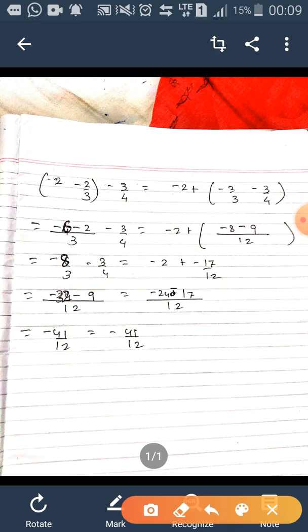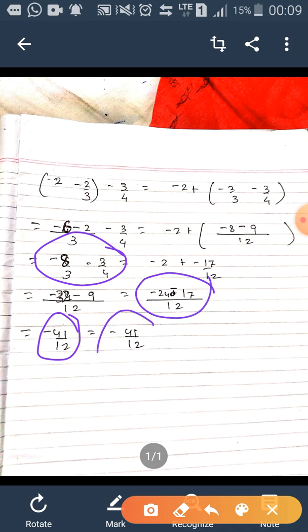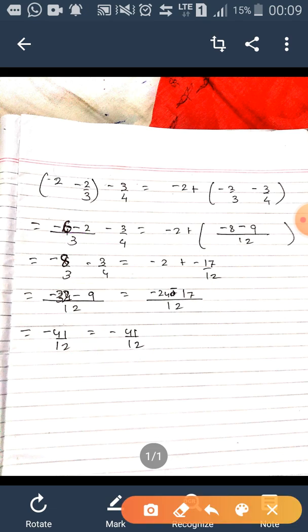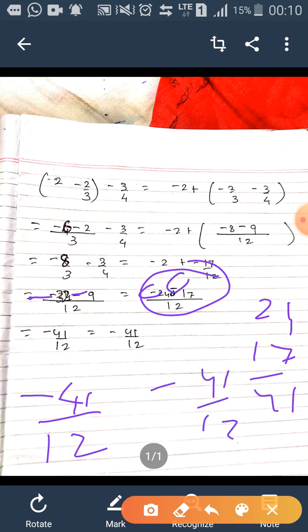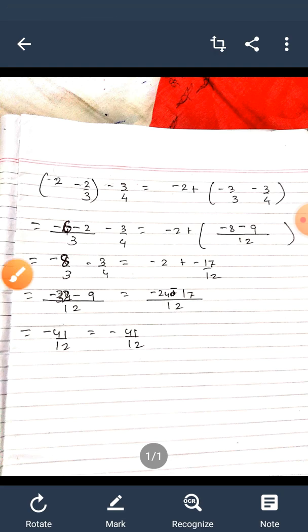Okay, so after solving these two, I got minus 41 by 12, and after solving these two, I again got minus 41 by 12. Here I got minus 32 and then minus 9. So minus 32 minus 9, you will add, it is 41, but since both of them have a minus sign, your final answer will be minus 41 by 12. Here also minus 24 minus 17, you will add, 24 plus 17 is 41, but since both the signs are minus, you will write minus 41 by 12. Okay, so that's it. Now we move on to the next sum.